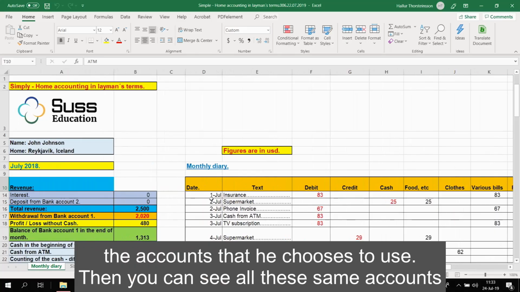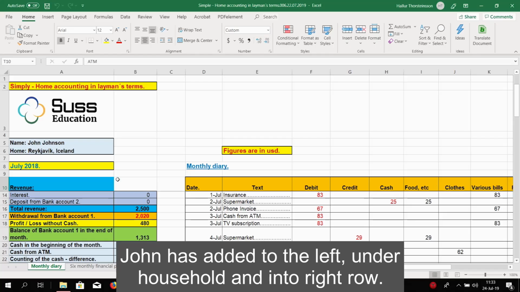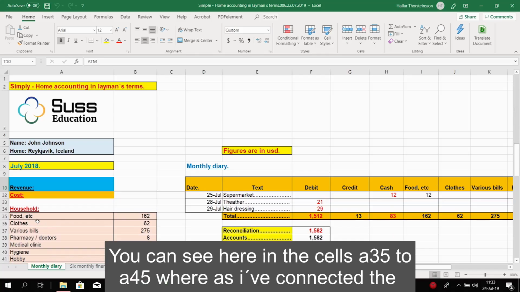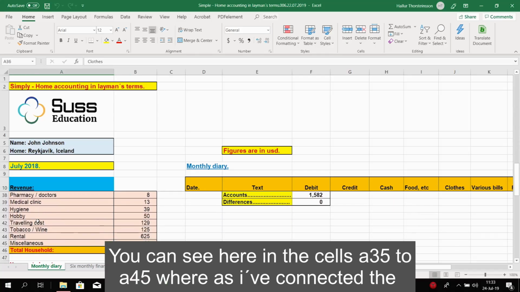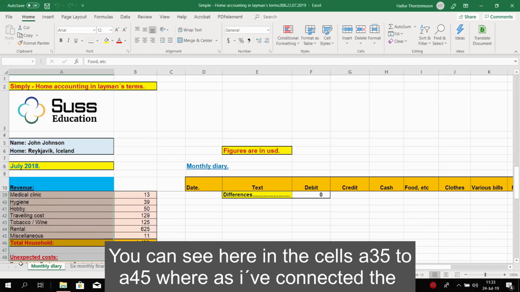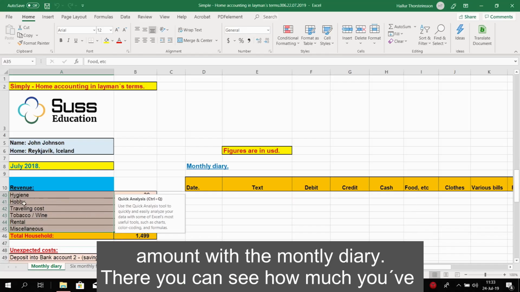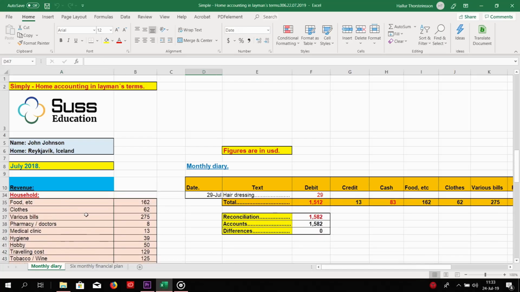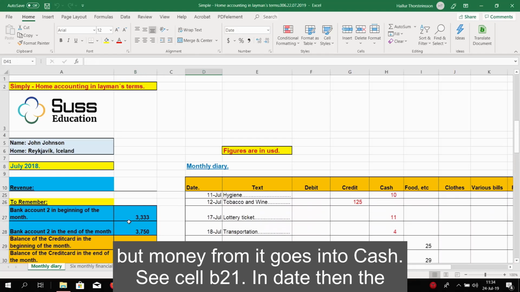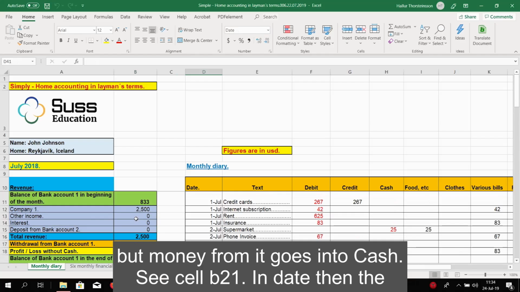Then you can see all these same accounts John has added to the left, under household, in the right row. You can see here in cells A35 to A45 that I've connected the amount with the monthly diary. There you can see how much you have spent in each category on its own. You can see that the ATM isn't there, but money from it goes into cash. See cell B21.